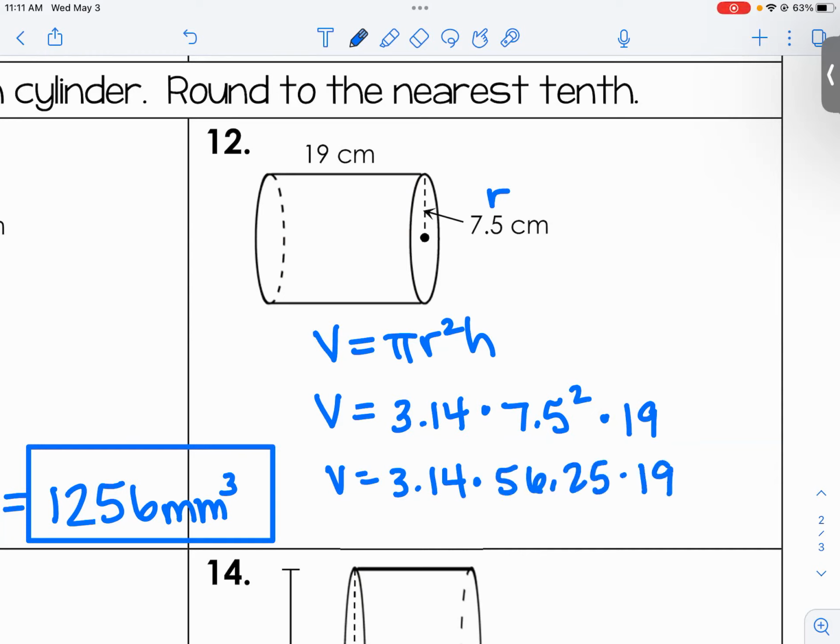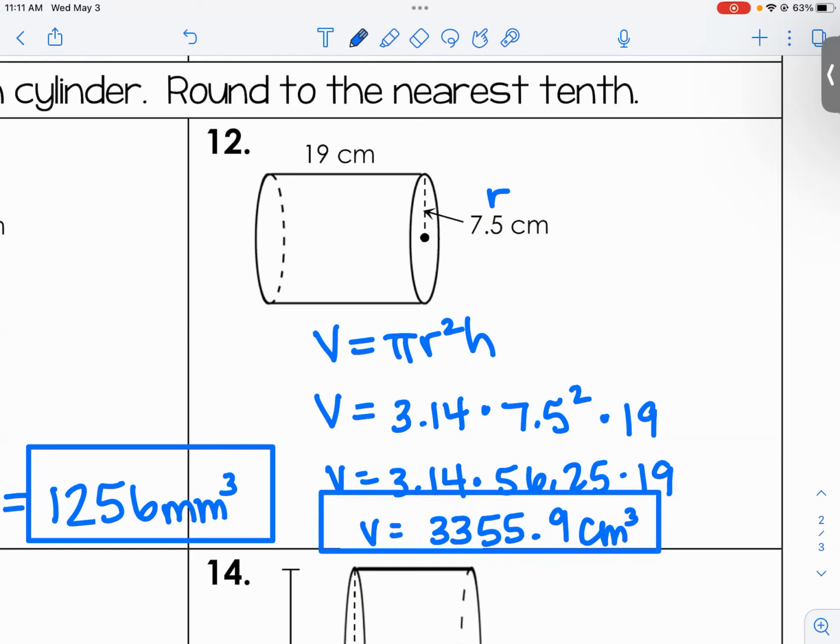Okay, now Brady had a question because when he put this in his calculator, he got 3,355.875. Now, if I want you to round to 1 decimal place, am I just gonna erase the 7.5? No, this 7 is gonna push that 8 to a 9, and we have cubic centimeters. Okay. You do that every time? Okay.